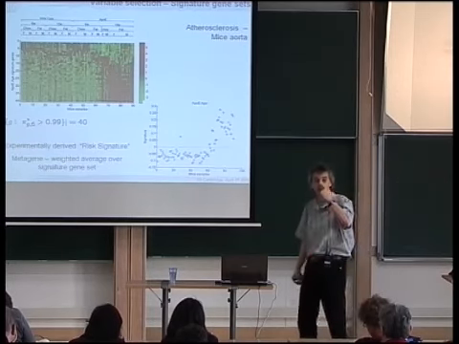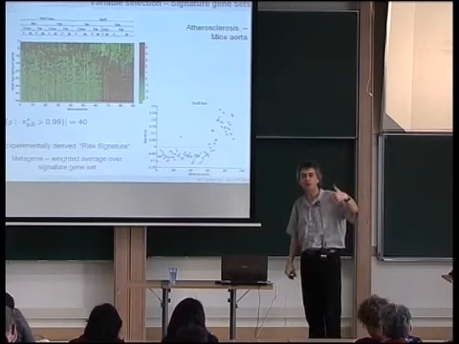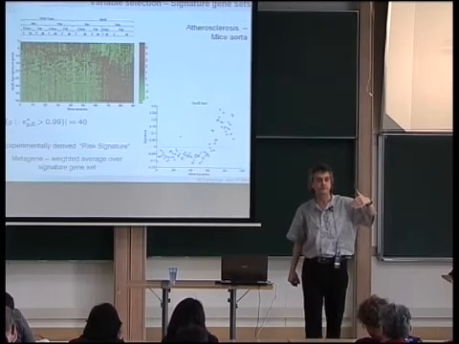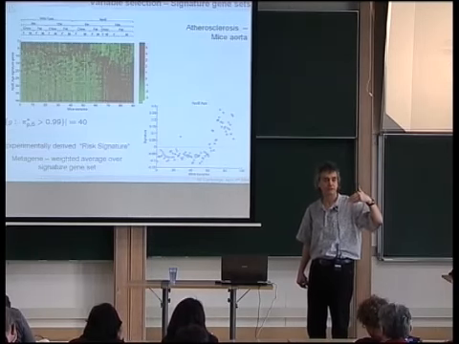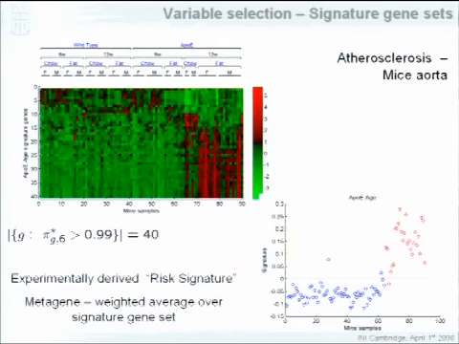Why is it a risk signature? It's a biomarker of moderate development of atherosclerosis. The older mice that are ApoE knockout have got this disease. If they're eating hamburgers as well, they've got a lot of it. So a signature is now a biomarker of a disease state.